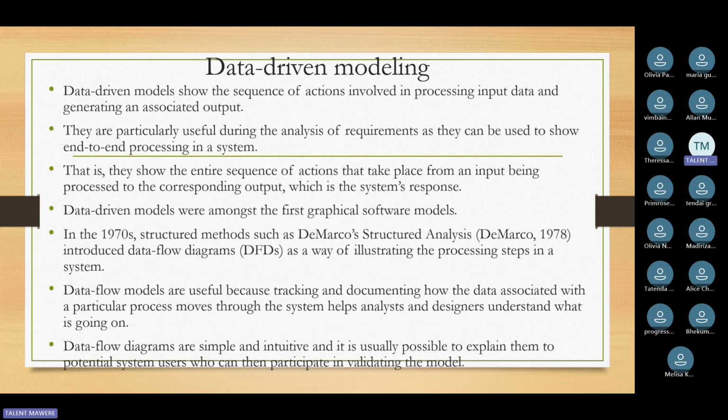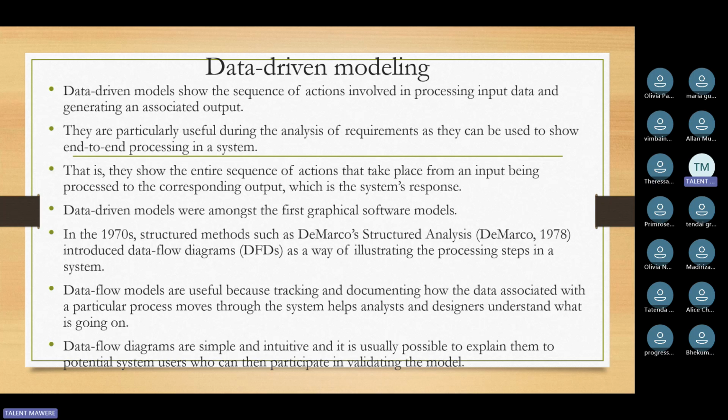There are quite a number of these data-driven modeling techniques that are used, but the data flow diagram is one of the most famous data-driven models ever developed. And up to this date, it's still very famous and mostly used in software development. So you need to know how to make a data flow diagram. You have no option there as a scientist.